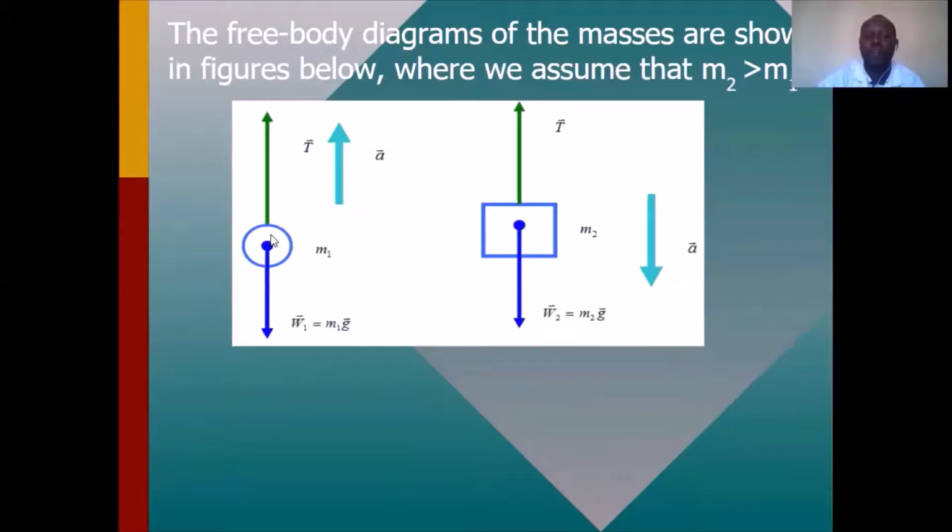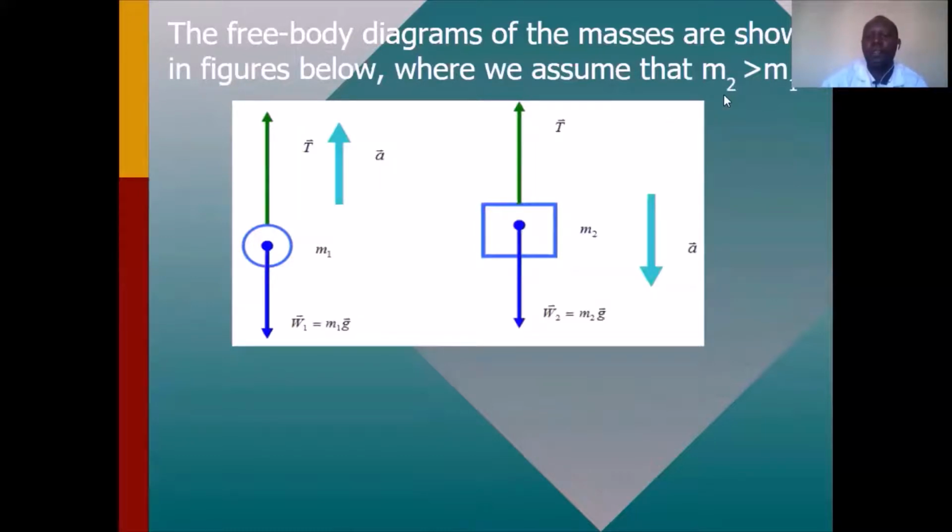On mass 1, we have the reaction force to the weight. The weight is downward oriented, and in the wire there is a reaction force to the weight, which is upward, called tension. For mass 2, we have the weight. The weight is always downward oriented, perpendicular to the horizontal. And the reaction force will be in the opposite direction.